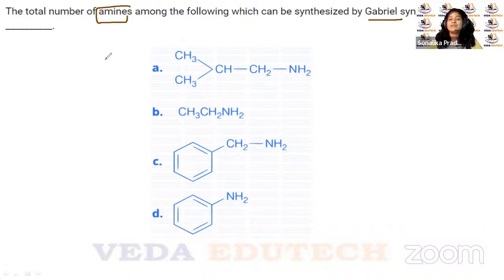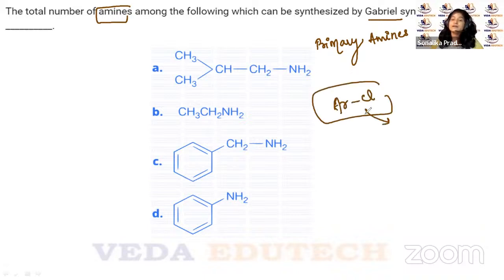Talking about Gabriel phthalimide synthesis, we know that primary amines can be synthesized. Right children? Primary amines can be synthesized, but we know that we cannot use ArCl as a substituent. This cannot be used, right? ArCl cannot be used as a reactant here, because we know that the anion won't be stable. So here aromatic halides cannot be used.